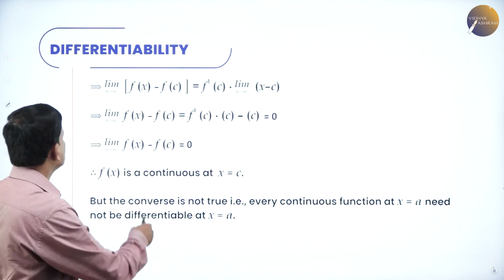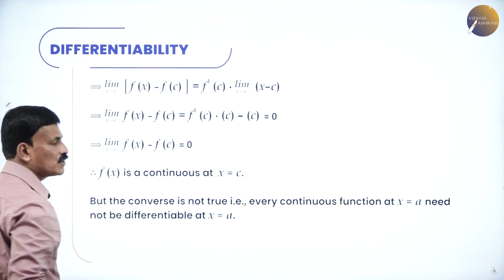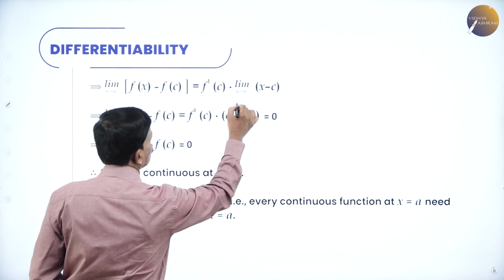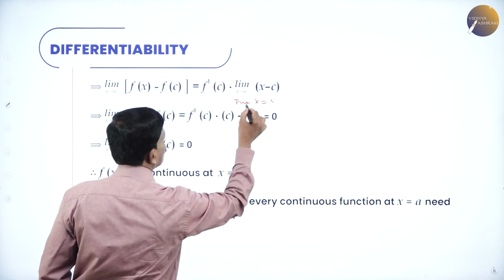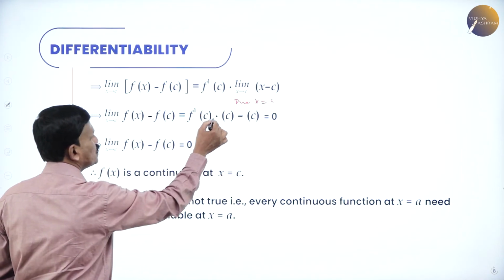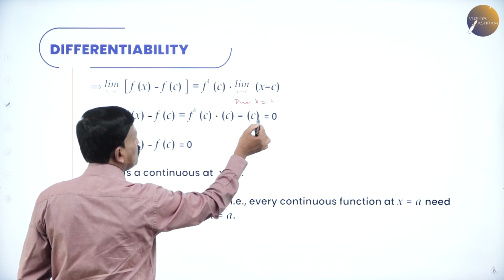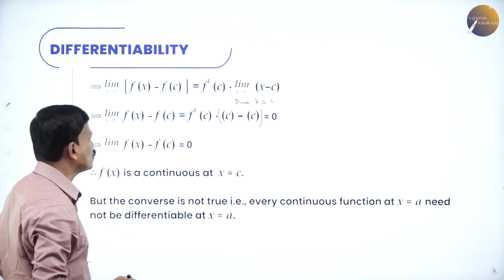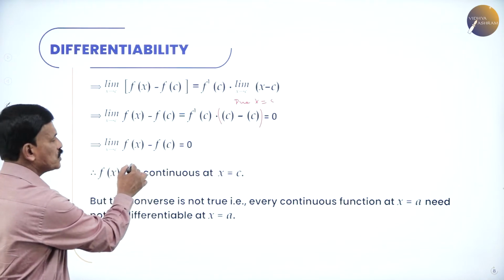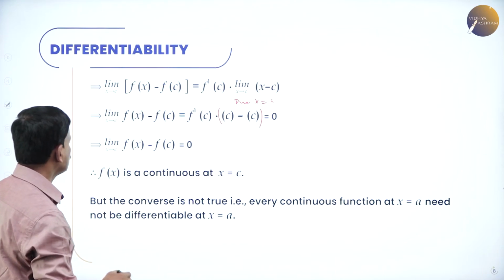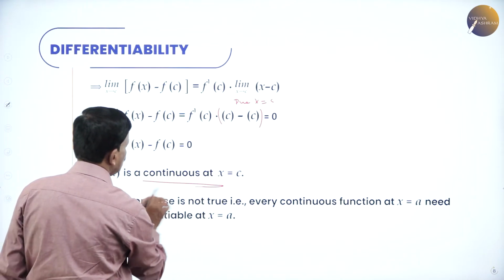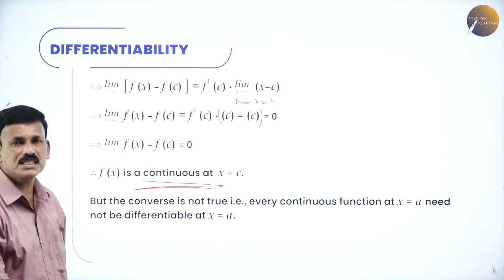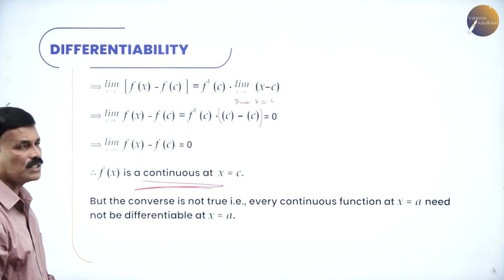See here, limit f of x minus f of c is equal to f dash of c into limit of x minus c. Put x is equal to c. If you put x is equal to c, then this becomes f dash of c into c minus c. C minus c is equal to 0. 0 into any number is equal to 0. So, limit x tends to c of f of x minus f of c is equal to 0. That means f of x is a continuous function. Therefore, f of x is continuous at x is equal to c. That is the meaning.